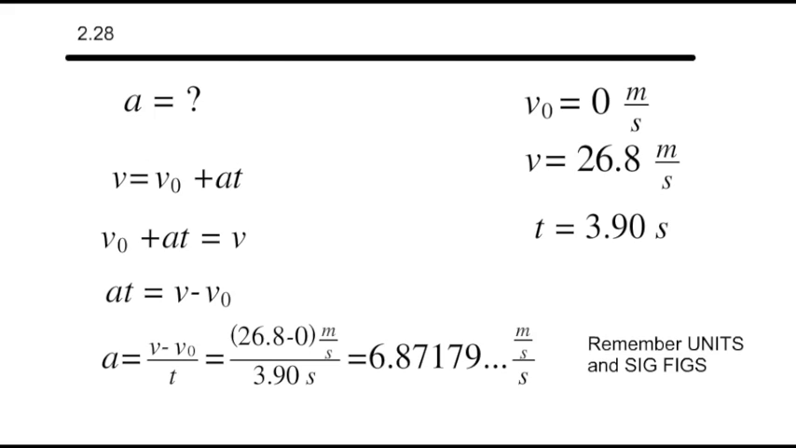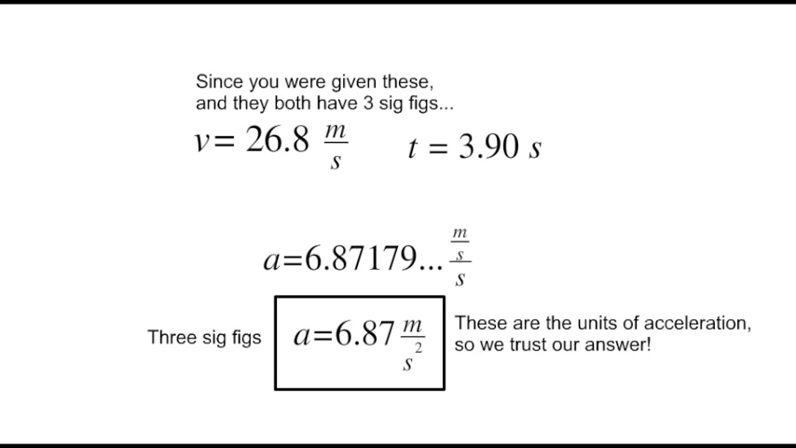Before I box that answer and hand it in, I want to make sure I have the right units and the right sig figs. Since I was given 26.8 meters per second and 3.90 seconds, both of those numbers have 3 sig figs, and that means my answer has to have 3 sig figs as well. So I'm going to round 6.87179 to 6.87. For units, meters per second divided by seconds is meters per second squared, which I recognize as units of acceleration. So I'm going to trust my answer and go with a is equal to 6.87 meters per second squared.